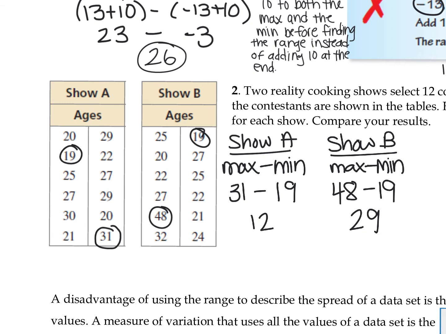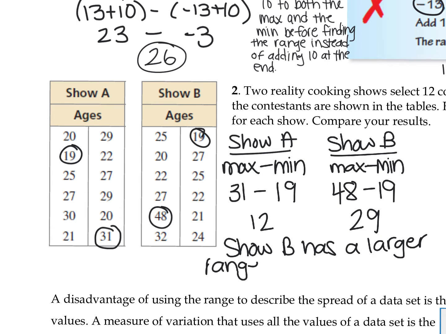So then because show B had the larger range, that means it has a greater variability. So show B has a larger range and more variability.